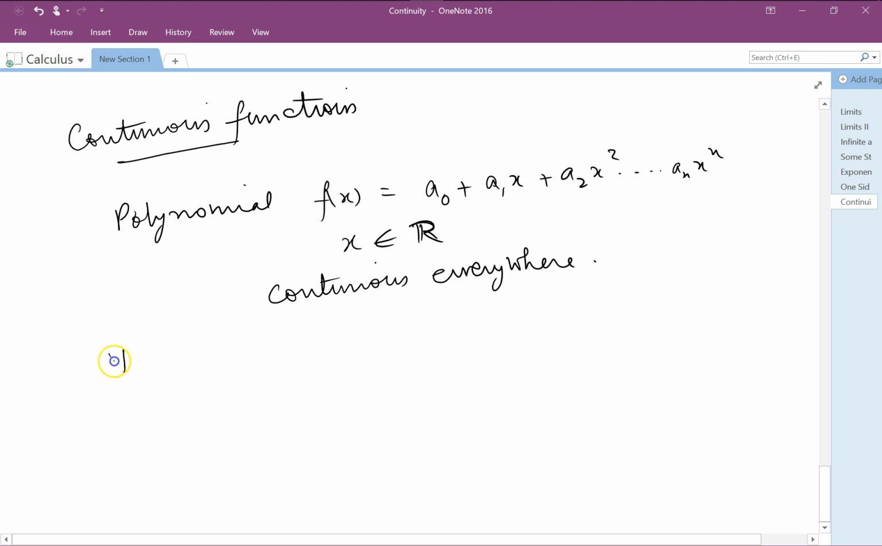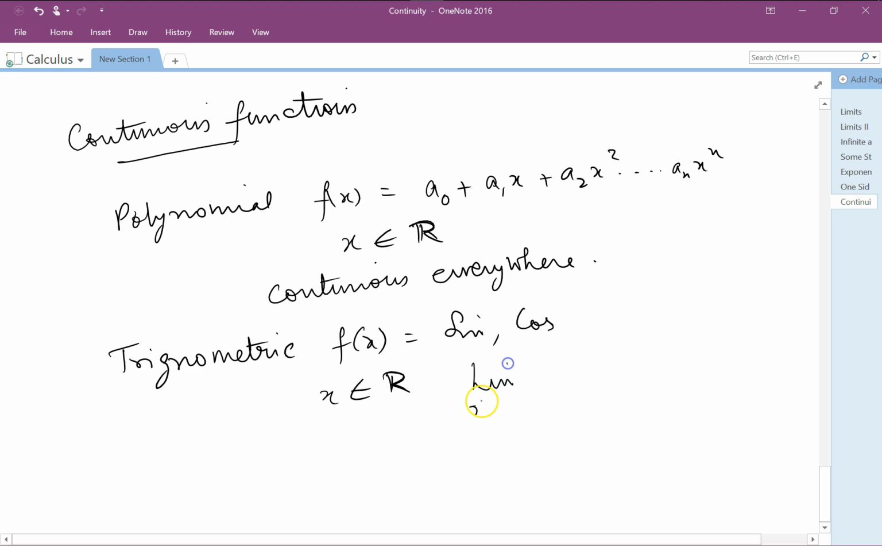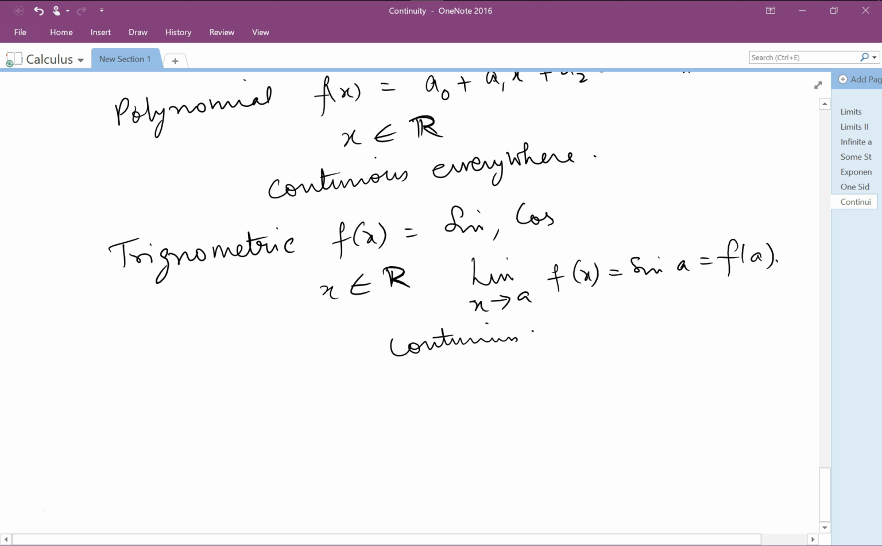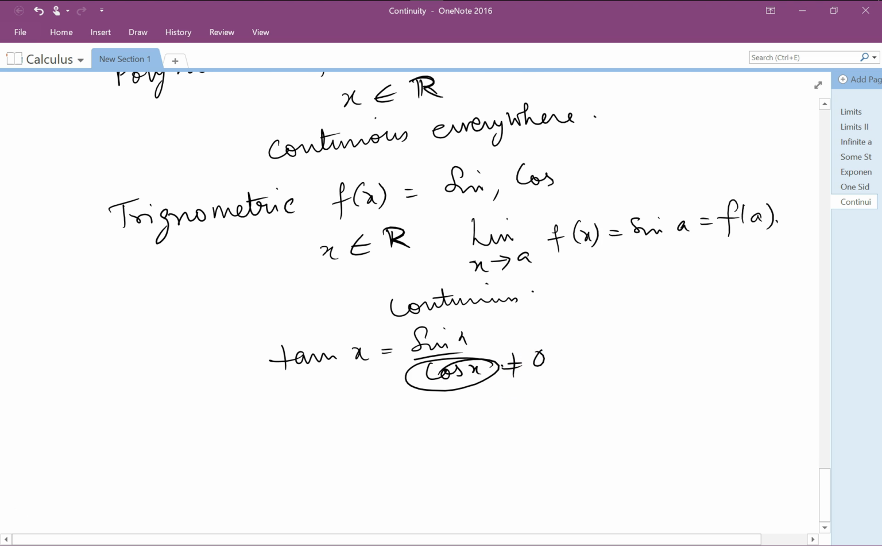Now let's look at trigonometric functions. F of x equal to sine, cos. As far as sine and cos are concerned, they are continuous functions. Why? Because for any real value of x, limit as x approaches a of f of x equal to sine a equal to f of a. So it is continuous. Now the moment you encounter a trigonometric function which has a denominator, say tan x, which is sin x by cos x, cos x cannot be equal to 0. So there it creates a problem.